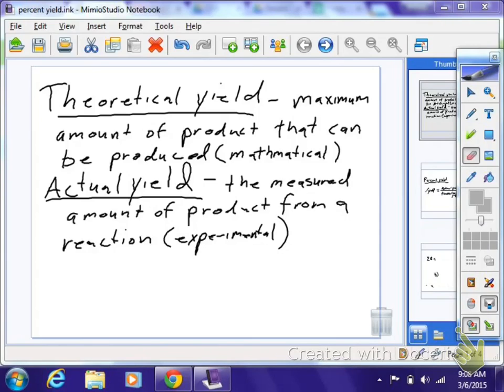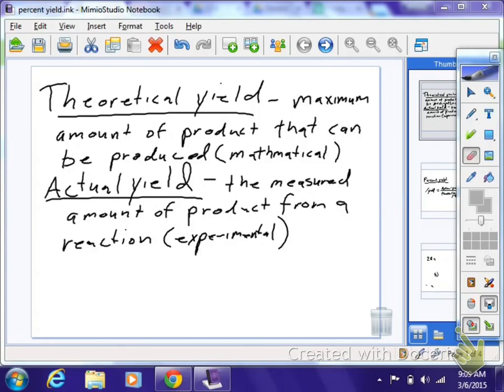Okay? So when we do the math in class that we've done for the last 2 weeks, and we're asked to find the amount of product, whether it's moles or grams, it's 100% yield. It's theoretical. It's mathematical. We do the calculation. That's the most that we can get out. Okay? An actual yield would be if we do a reaction and we don't produce as much as the theoretical yield says we can produce.